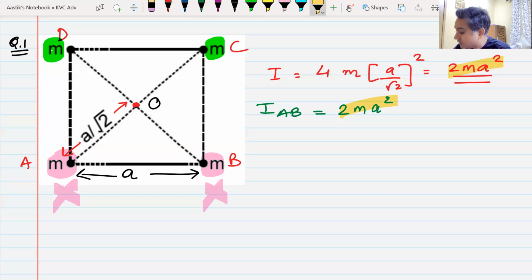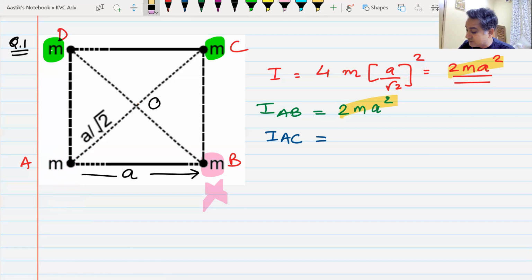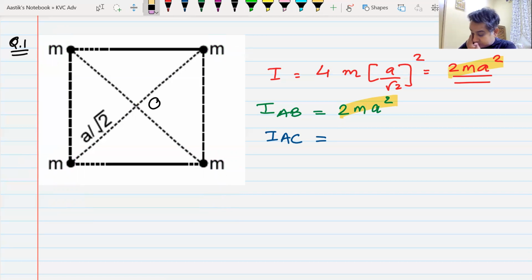Okay, let us do the third question. What is the moment of inertia about the axis AC? Everyone is understanding what we are doing here? Yes or no? Comes the third question. What is the moment of inertia about the axis AC? This is A, this is B, this is C, and this is D. So in one question, we can do all types of question.